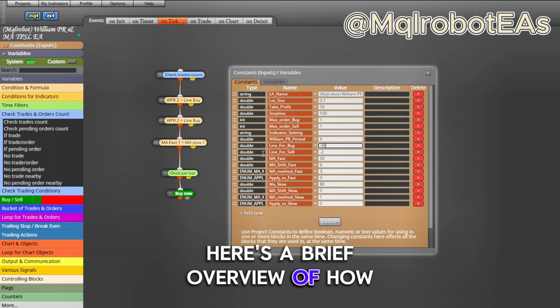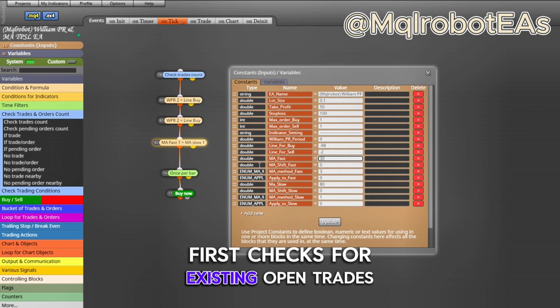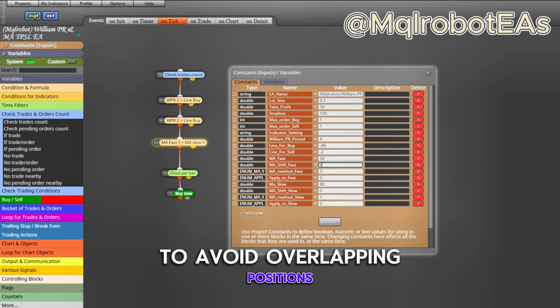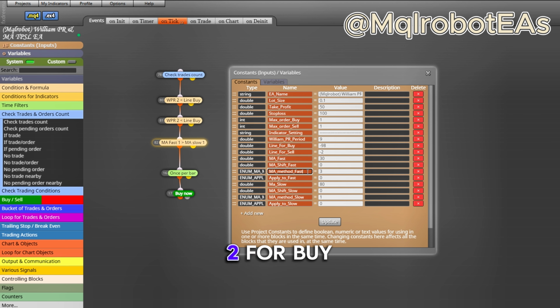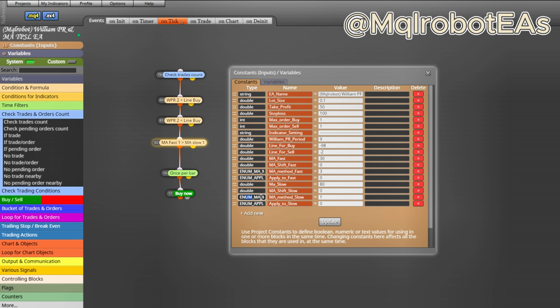Here's a brief overview of how it works. 1. The EA first checks for existing open trades to avoid overlapping positions. 2. For buy signals, the WPR indicator must be above the buy trigger level, while the fast MA must be greater than the slow MA.